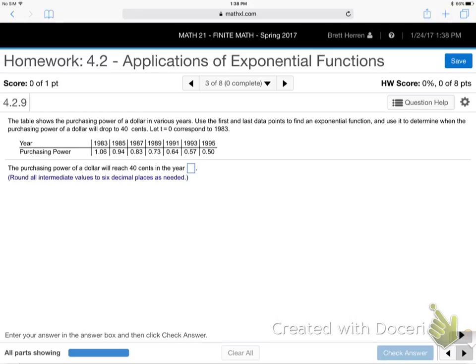Here we go. All right, so graphing calculator. Well, no, we'll get to the graphing calculator in a minute.